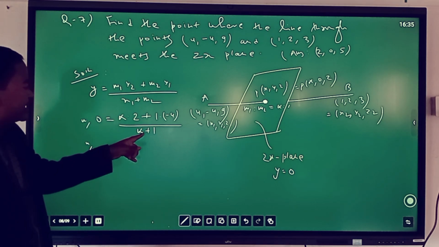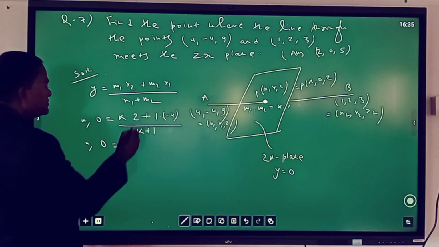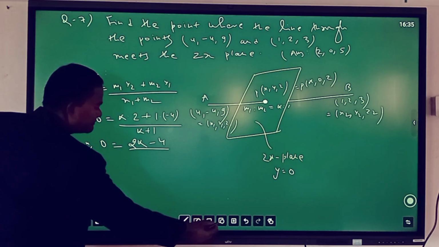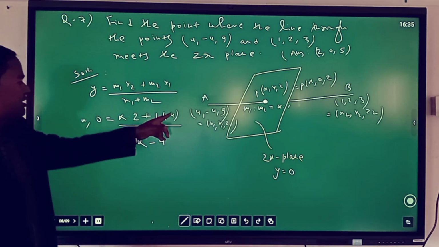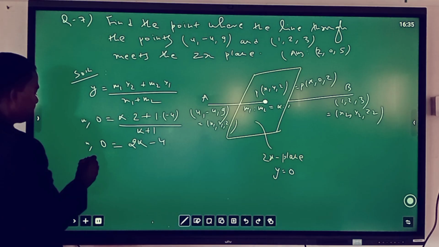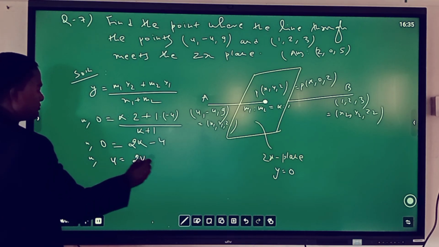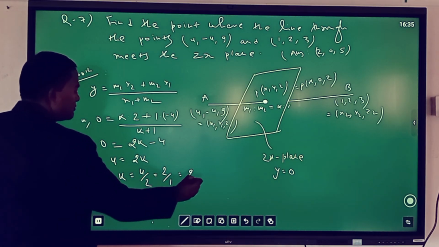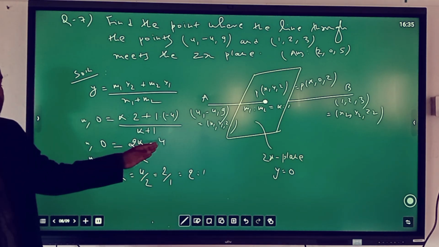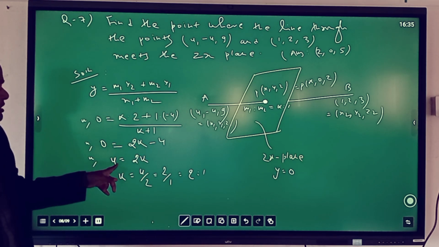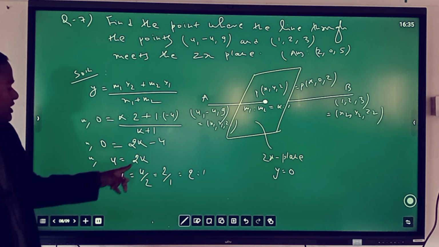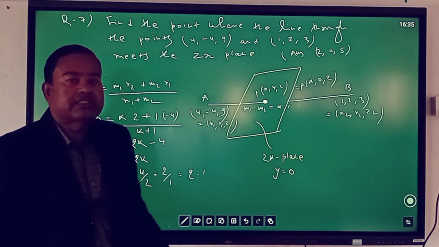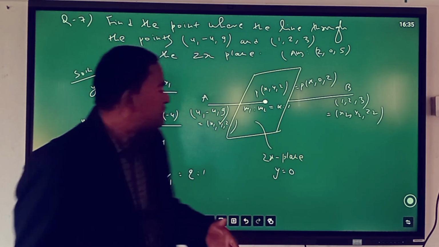Now let's do cross multiplication. K plus 1 times 0 we get 0, 2 into k we get 2k, and plus minus minus 4 ones are 4. So dear students, if we move minus 4 to the left side, then it will be plus 4, and 4 divided by 2 we get the value of k. So the value of k is 2. That means m1 is to m2 is equal to 2 is to 1.